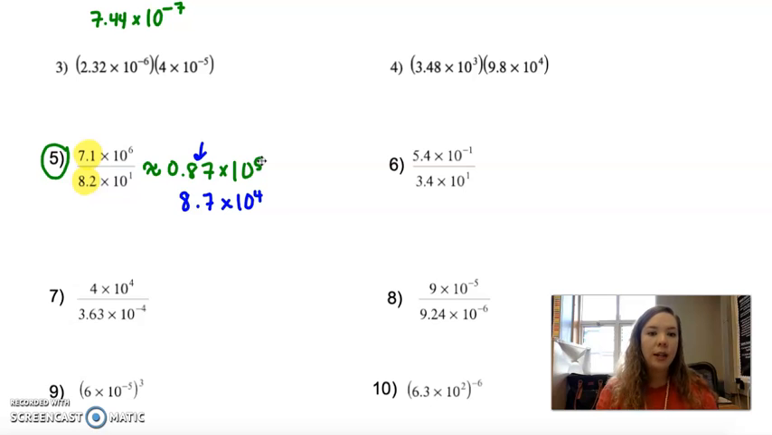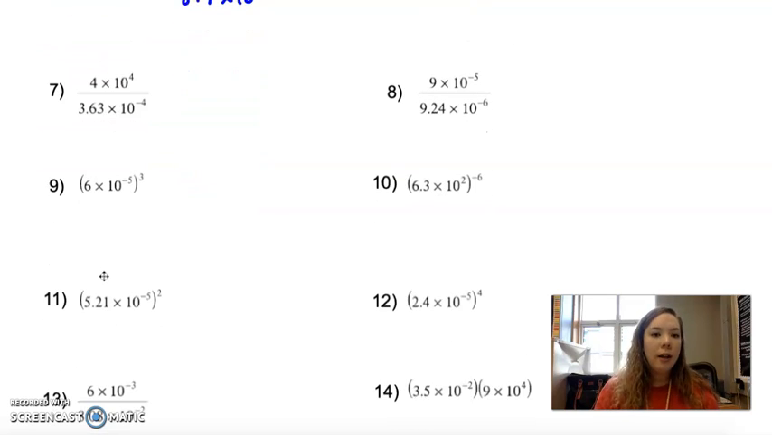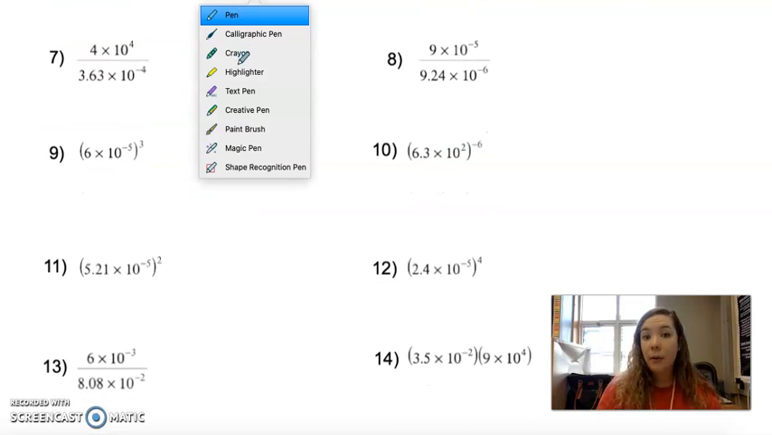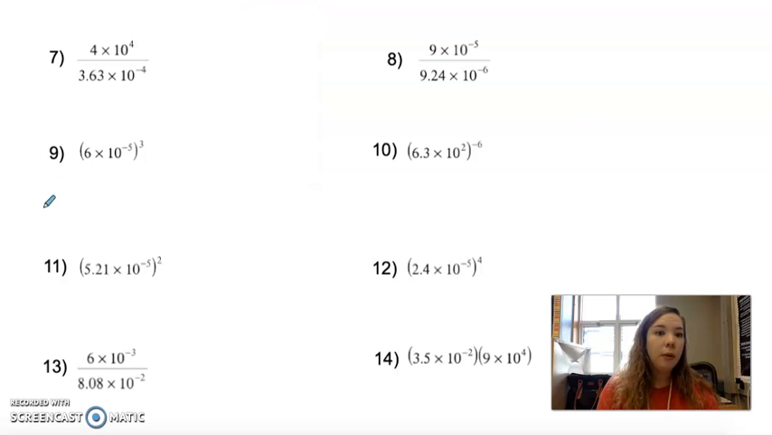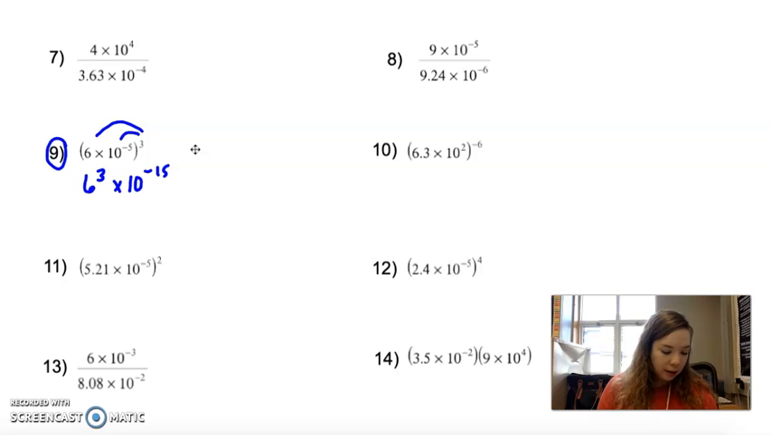Okay, last type of example on the back side of your homework is power to a power. So we're going to take a look at number 9 here. And you're going to distribute basically. So this would be 6 to the 3rd. And then when you take a power to a power, you multiply your exponents. So that would be 10 to the negative 15th. 6 to the 3rd is 216.